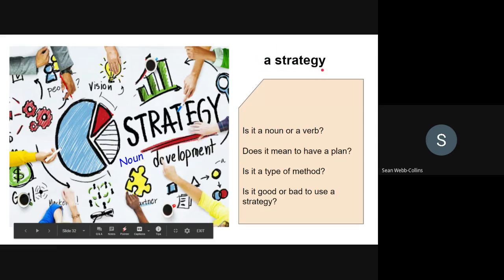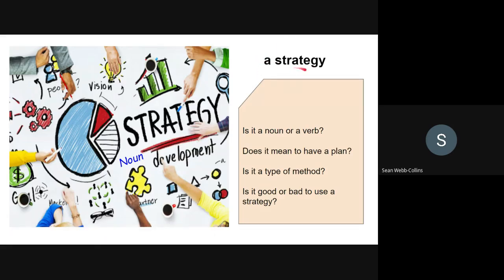A strategy. Is it a noun or a verb? We can see here we have an article, so it must be a noun. A strategy is a noun.